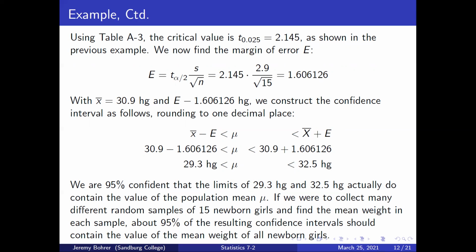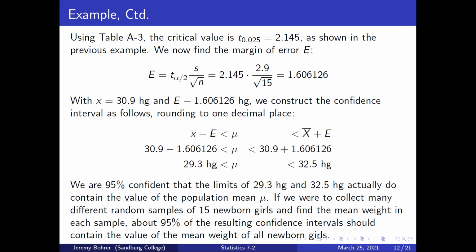X bar minus E is less than mu, which is less than x bar plus E. 30.9 minus 1.606126 is less than mu, is less than 30.9 plus 1.606126. 29.3 hectograms is less than mu, is less than 32.5 hectograms.